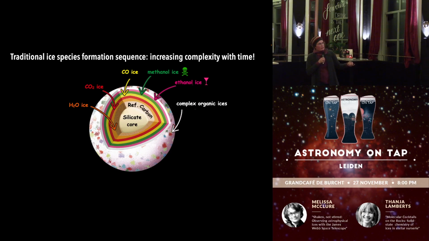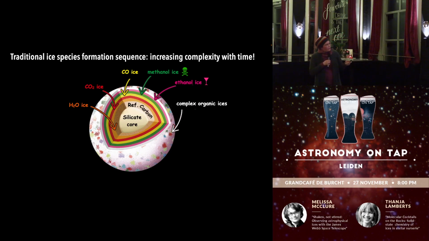So instead of the gum at the center, you have a silicate core, a little crunchy. You have some refractory carbon around that, and each one of these colors is actually a layer of a different ice species moving out from that. In reality, the ices are a little bit mixed, but basically this is more or less what we think happens. You have a water-rich layer, a CO-rich layer, and then an alcohol-rich layer on top of that. And as you go from the inside to the outside, your species get more complex.